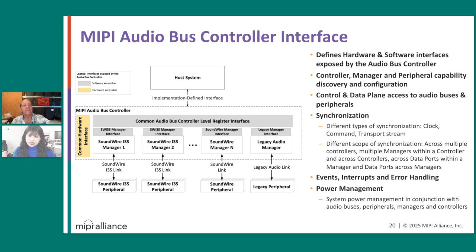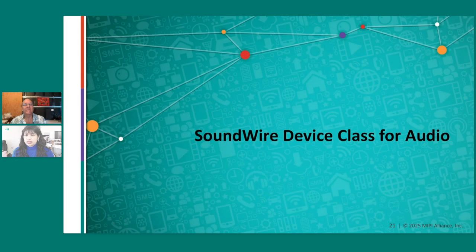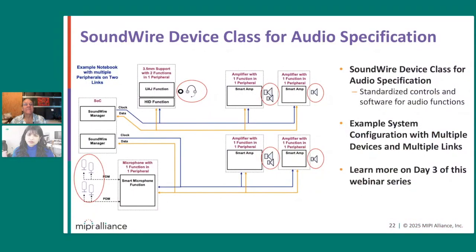Beyond synchronization, this specification also defines a structured way to manage events, interrupts, and handle errors. And another key aspect that we are defining as part of the specification is the power management, which will work hand in hand with the operating system's power policy manager to control these managers, peripherals, and buses based on the system policy. So now we have seen our audio buses and the interface to the controller and managers to manage these buses and the peripherals which are connected on these buses.